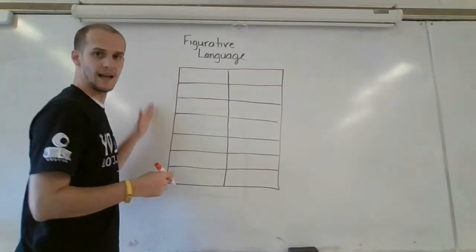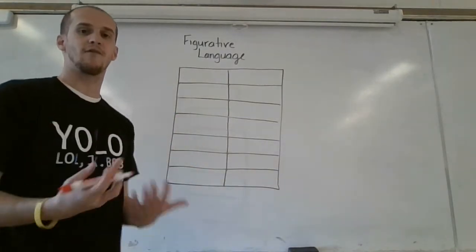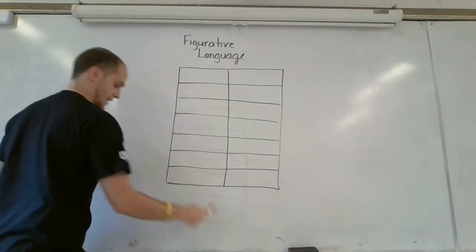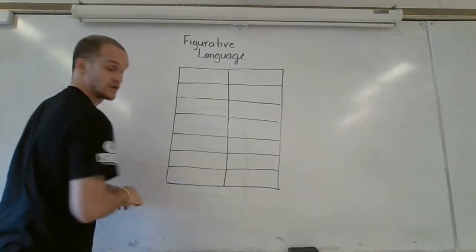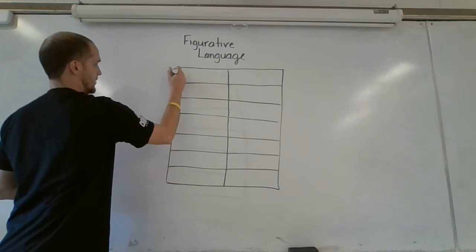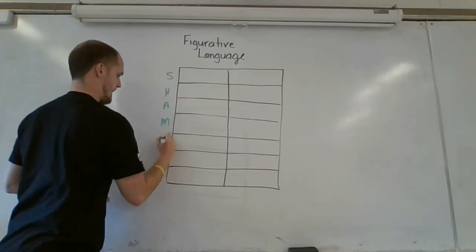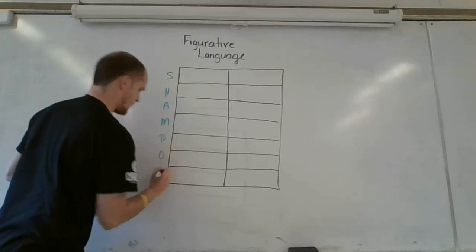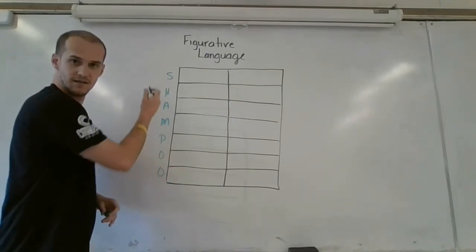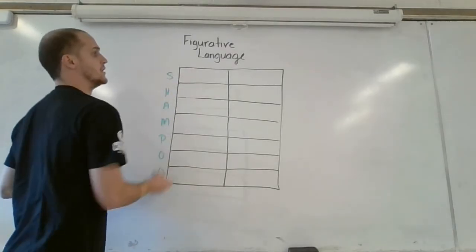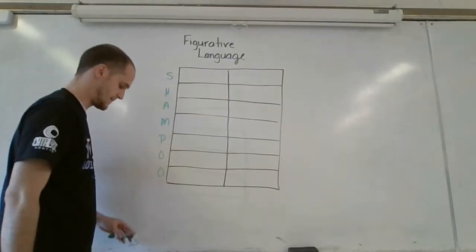Now, on the left side, we're going to put the definitions of each one. So I'm going to write the acronym out here so we can remember which ones we're looking at. The acronym was shampoo. Remember, this green is not written in your foldable. It's just so that you can remember which one we're looking at.